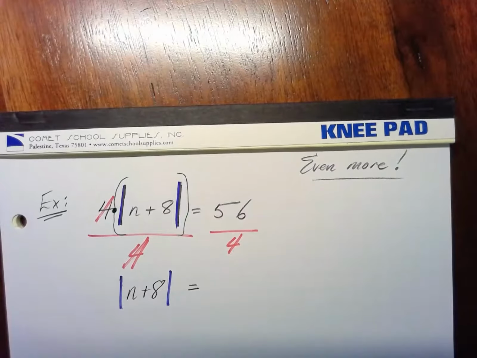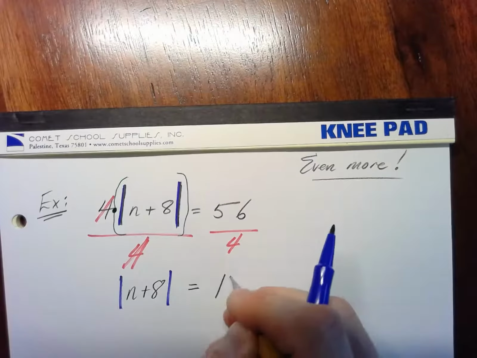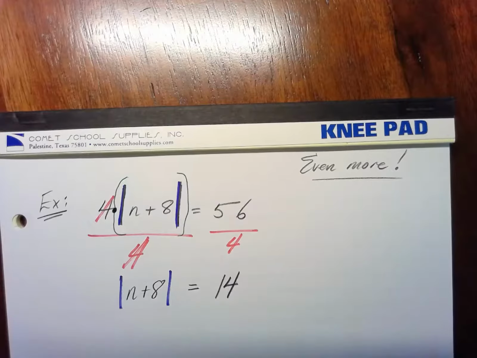I should totally know this. 56 divided by 4 is 14. I knew that. 14. Sometimes on these videos I have to cheat because I have stage fright.